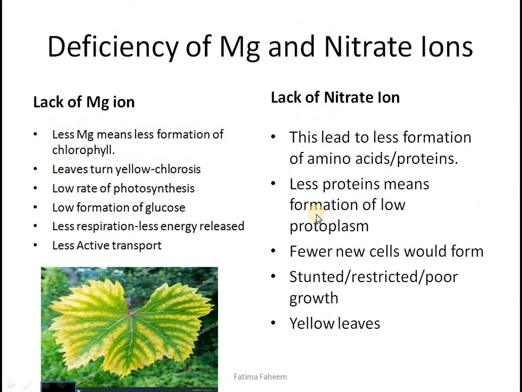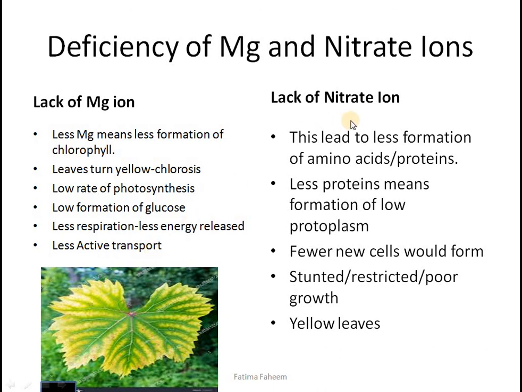Now, what would happen if the plant is lacking magnesium and nitrate ions? Same thing that we discussed in the previous slide. Magnesium ion deficiency would lead to reduced chlorophyll formation, yellowing of the leaves, low rate of photosynthesis, low formation of glucose, less respiration would happen since there is less glucose. Less respiration means less energy released, leading to less active transport of ions.